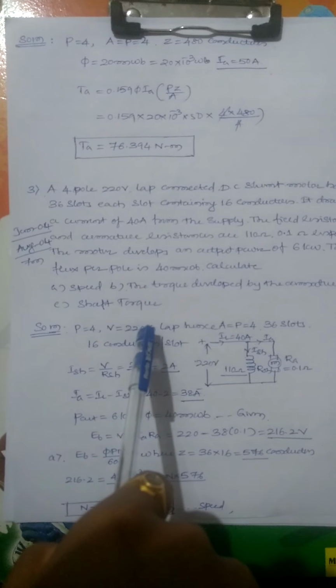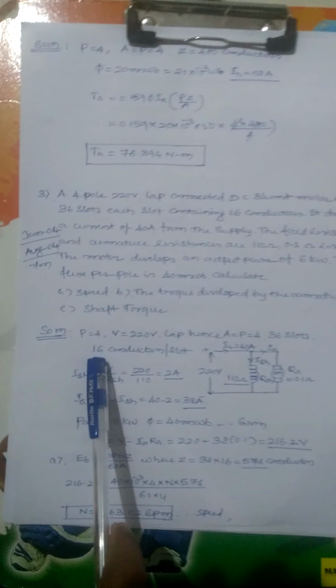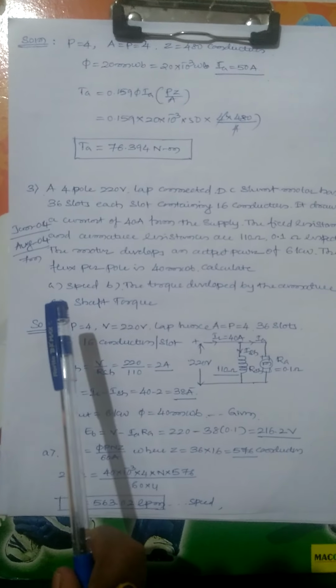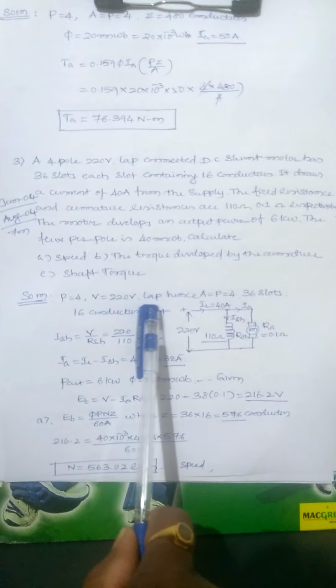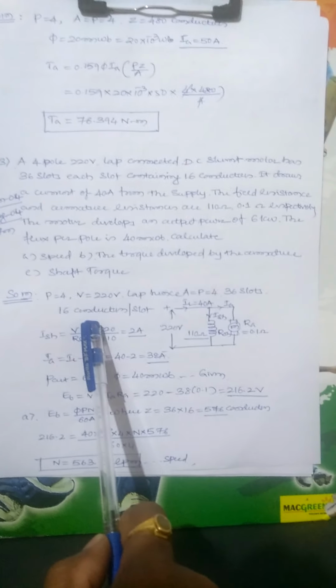Here there are two torques. First you calculate the torque of the armature TA, next the shaft torque. Just write down the given data. This is also an example problem, 2004 January, 2004 August. This is 7 marks. Very important problem. That is P equal to 4, V equal to 220 volts, lap connected A equal to P equal to 4, 36 slots, each slot 16 conductors.